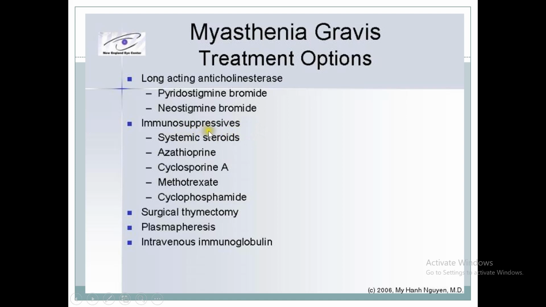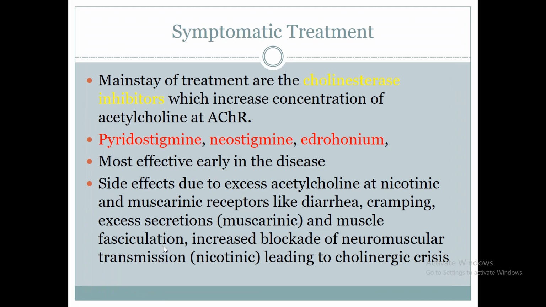Very important tests are electrodiagnostic studies. What are the electrodiagnostic studies? We do a nerve conduction study and electromyography, but the routine nerve conduction study and electromyography are unremarkable in patients with myasthenia gravis. You have to apply specific other protocols of nerve conduction study and EMG called repetitive nerve stimulation and single fiber EMG.